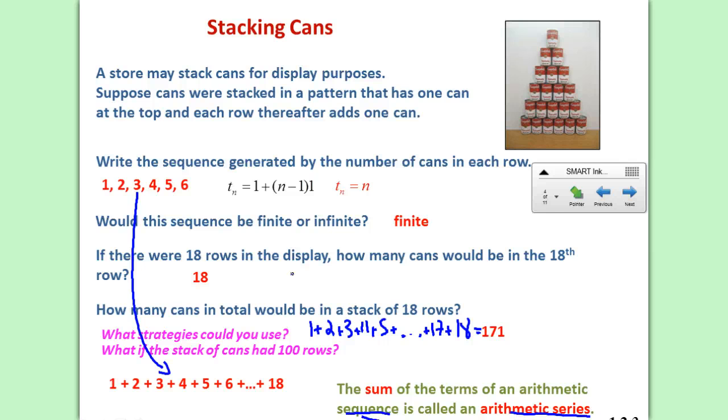So in the sequence, you're only interested in the separate rows, but in the series, you're interested in the sum of all the rows. So what are some alternative strategies that you could use to solve this? Well, one method that you'll see here is, I guess, the rectangle method.